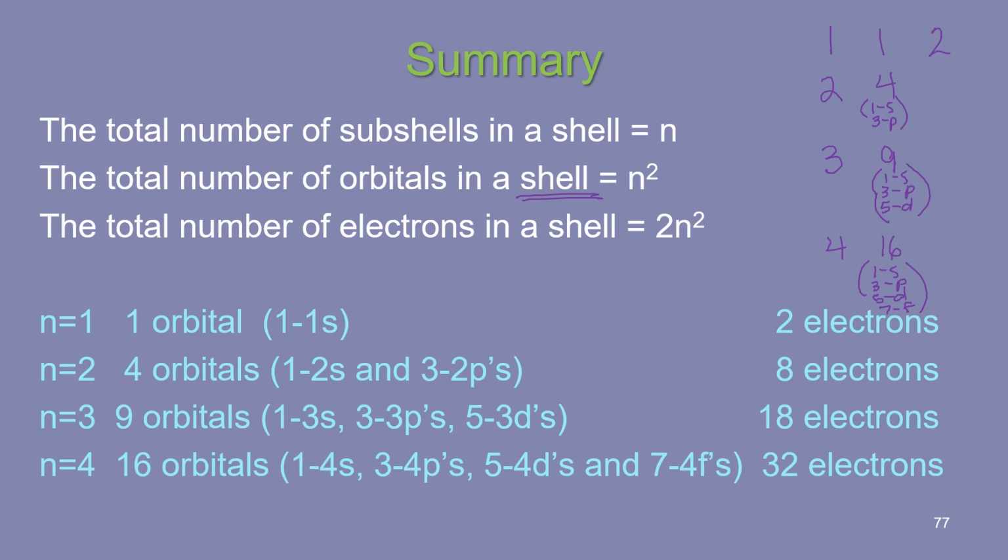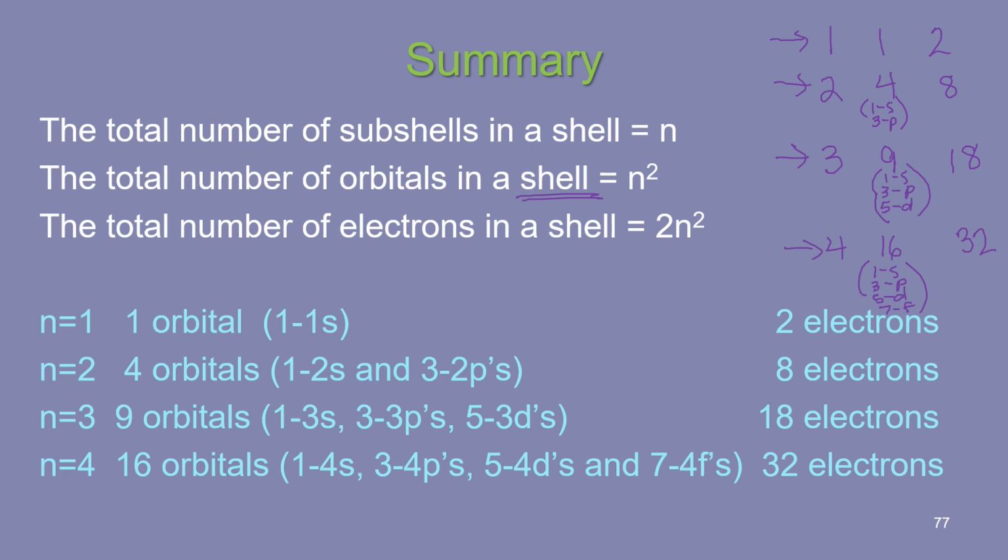Now, how many electrons are in a shell? 2n squared, because there's 2 electrons in every orbital. So on the first shell, you can have 2 electrons. On the second shell, you can have 8 electrons. On the third shell, you can have 18 electrons. And on the fourth shell, you can have 32 electrons. And then therefore on the fifth shell, you can have 50 electrons, because 2 times 25 is 50.